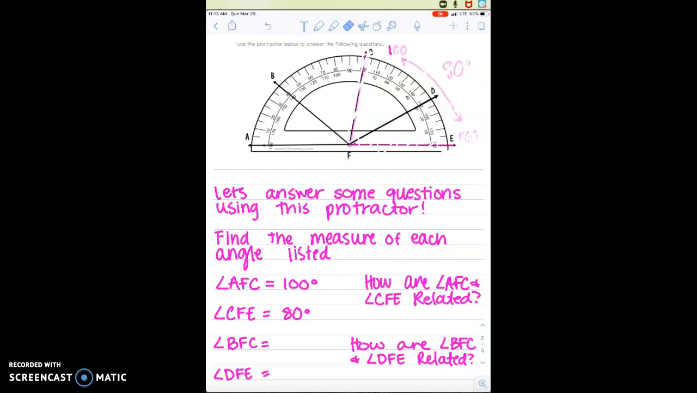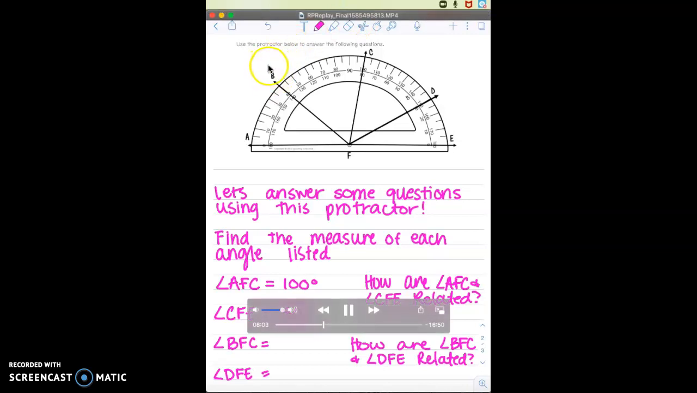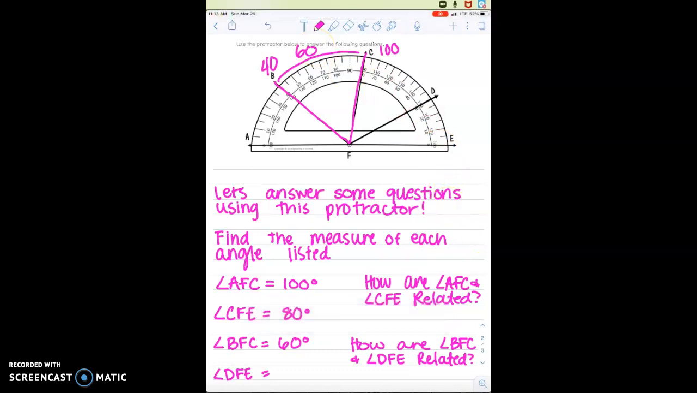Now I'm going to go ahead and erase that, and we're going to look at angle BFC. Okay, so like I said, you're going to come up here, find your top letter, which is going to be B. Go down to your vertex here, which is F, and then you're going to come up to C. I know that B is right here at 40 degrees, and C is right here at 100. So once again, we're going to find that distance. Do 100 minus 40, which gives us 60. And that tells us that angle BFC is 60 degrees.